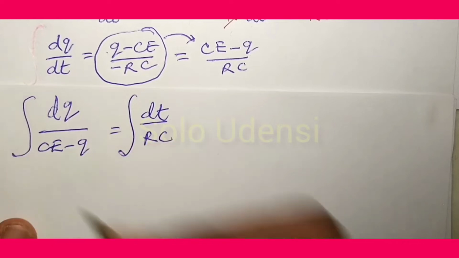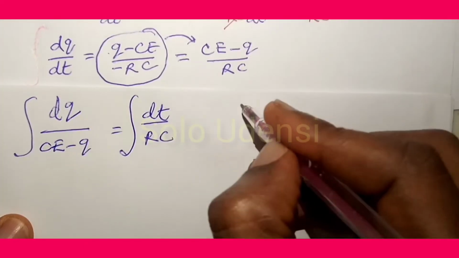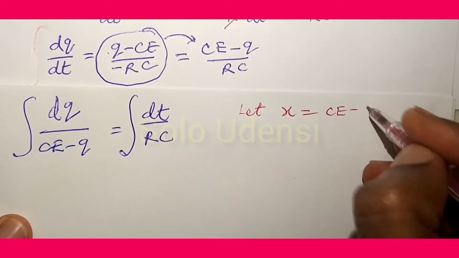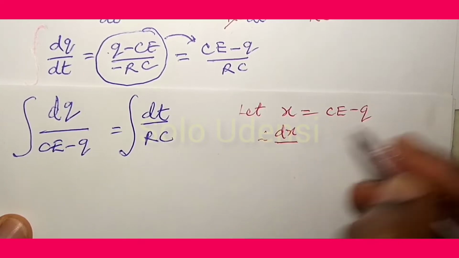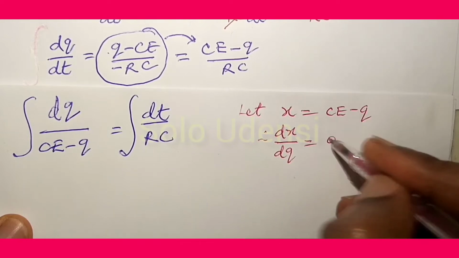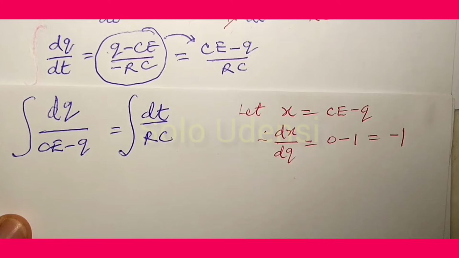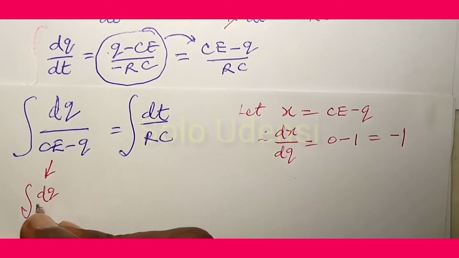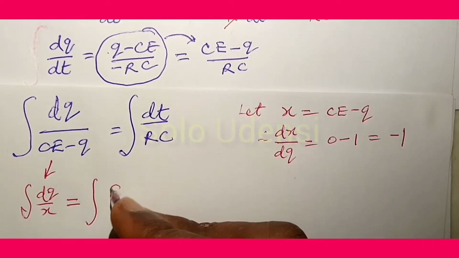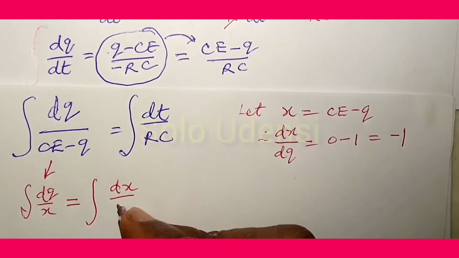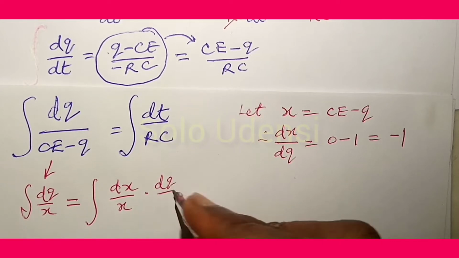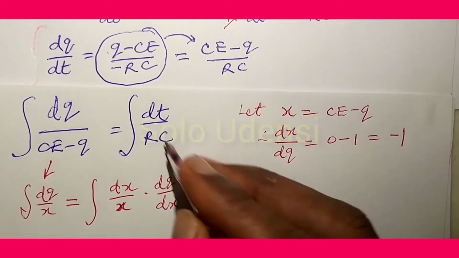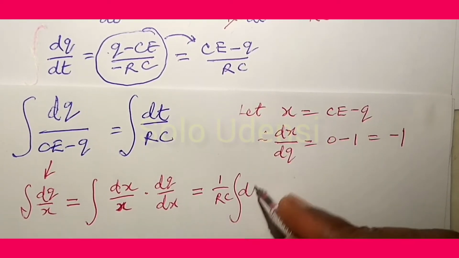So we integrate. Let x equal to this, so we have CE minus Q. Therefore, dx over dq is equal to 0 minus 1, that is minus 1. So this thing means integral dq over x. We can write it in this form, dx times dq over dx, so that when this cancels this, we have this. So it's equal to 1 over RC integral dt.